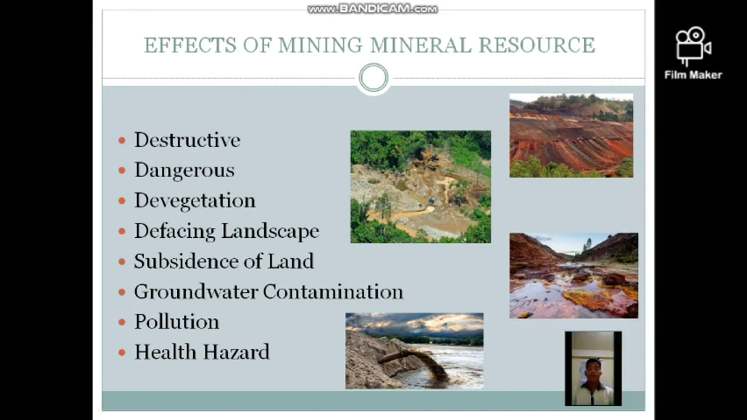We all know the fact that mining can pollute air and drinking water. It can also harm wildlife and habitat, and it permanently scars natural landscapes. And here are some effects of mining mineral resources. The first one is destructive, dangerous to vegetation, defacing landscape, subsidence of land, groundwater contamination, pollution, and health hazards.